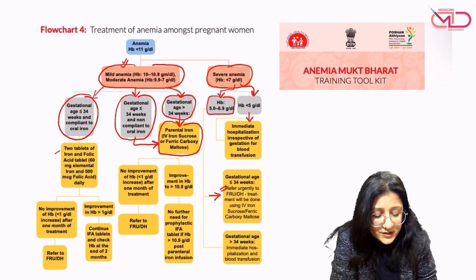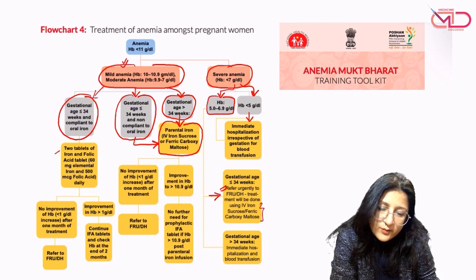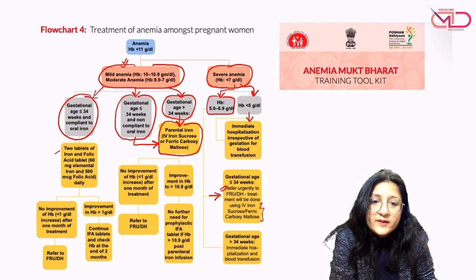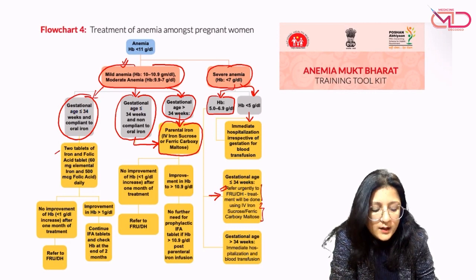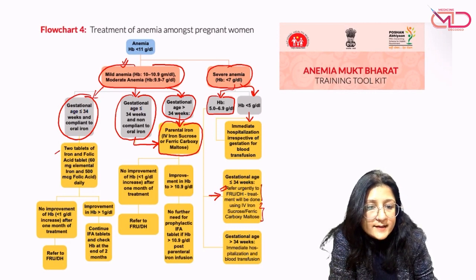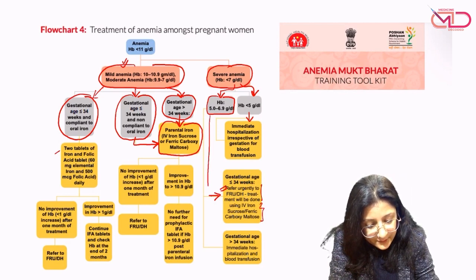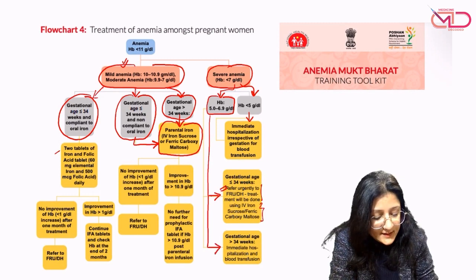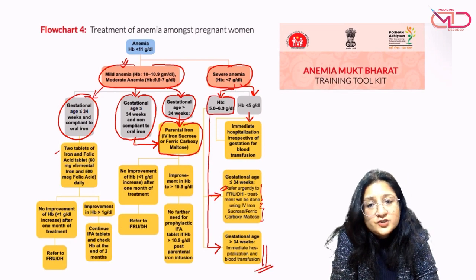And there she can be treated with IV iron or ferric carboxymaltose, right? So gestational age less than 34 weeks, Hb 5 to 7, referral to a district hospital or to a higher center for injectable iron. Hb 5 to 7 and the gestational age is more than 34 weeks, immediate hospitalization for blood transfusion, right?